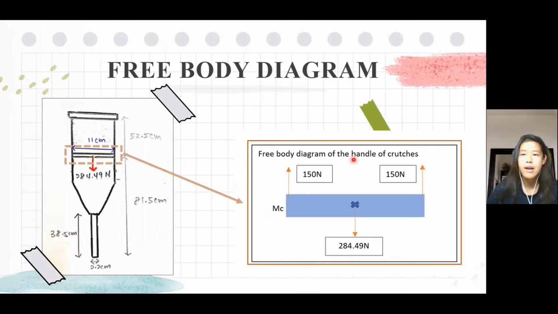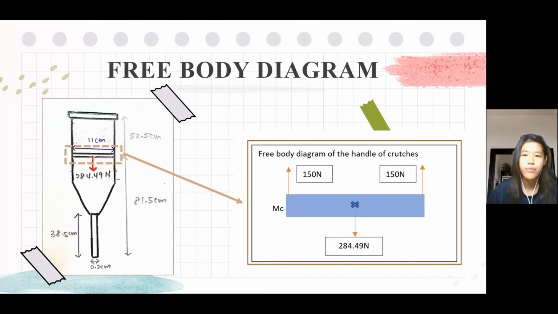The normal force at each handle end needs to be above 68.25 Newton to support the subject's weight. If the normal force applied at the end of the beam is 142.25 Newton each, the bending moment will equal 0. Therefore, we assume the force applied at each handle beam is 150 Newton to be able to calculate the bending moment while supporting the weight of the subject.